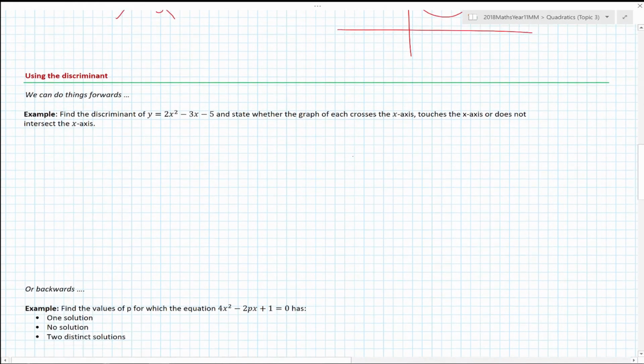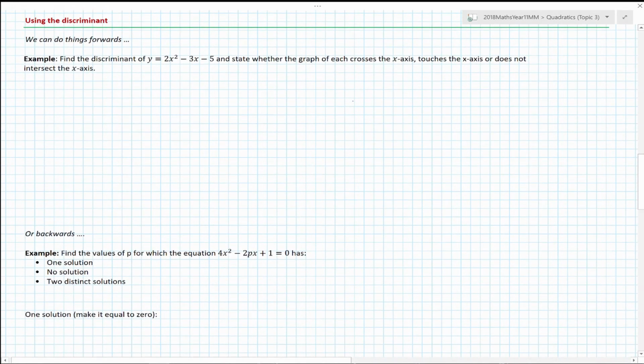So we now need to use this. And I suppose the most common way is they'll just ask you to state whether the graph touches the x-axis, crosses the x-axis, or doesn't intersect the x-axis. Notice the language there, whether it crosses, touches, or does not intersect. Lots of different language, all means the same thing. So, find the discriminant of this. Is it in the correct form? Is it in ax squared plus bx plus c form? Yes, it seems to be.